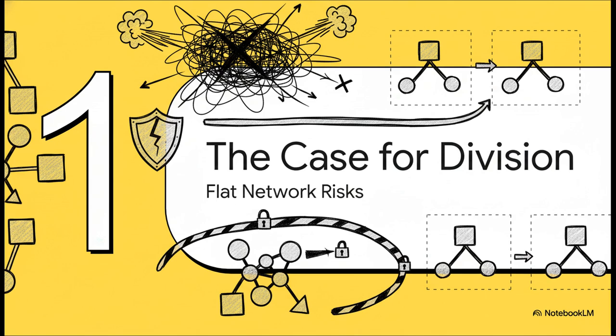So let's start at the very beginning. You might be wondering, why can't we just have one big, flat network where everything can talk to everything else? I mean, it sounds way simpler, right? Well, in an industrial world where the stakes are so high, that kind of simplicity is actually a huge, gaping security risk. Let's dig into why that is.